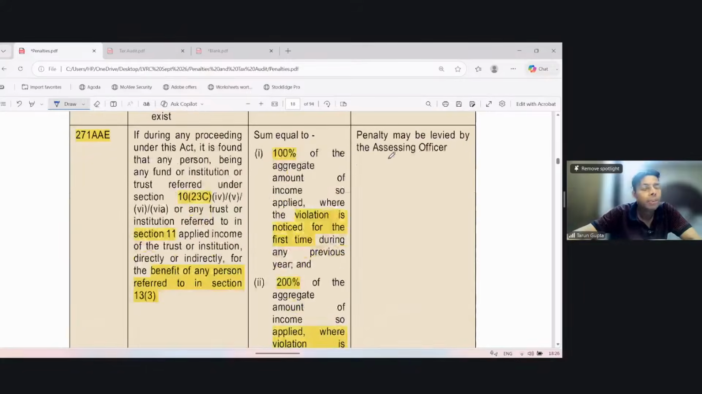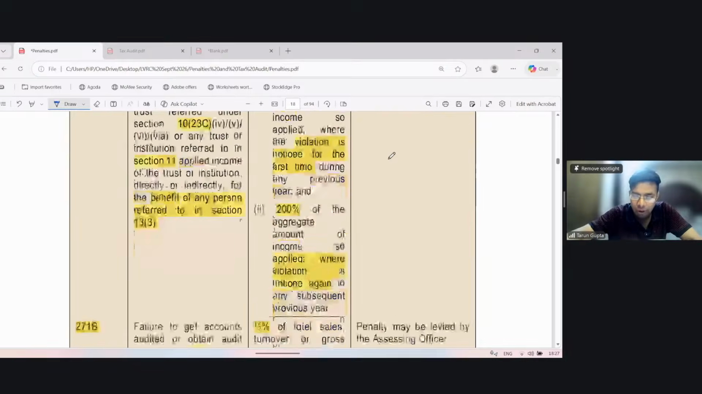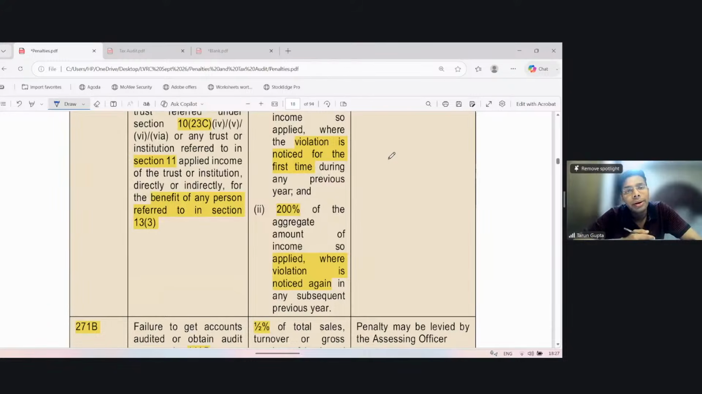Now 271AAE. If any trust or institution is registered under section 10(23C)(iv), (v), (vi) or (via), or section 11 and 12, and it gives any benefit to a specified person referred to in section 13(3), then the penalty is 100% of the amount of income so applied. But if there is a repetitive default, a second default, then the penalty is 200% of the amount.